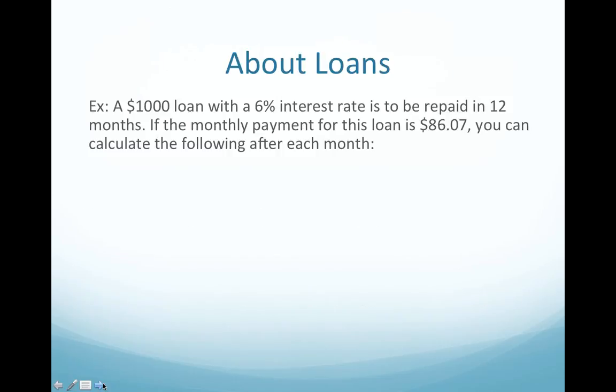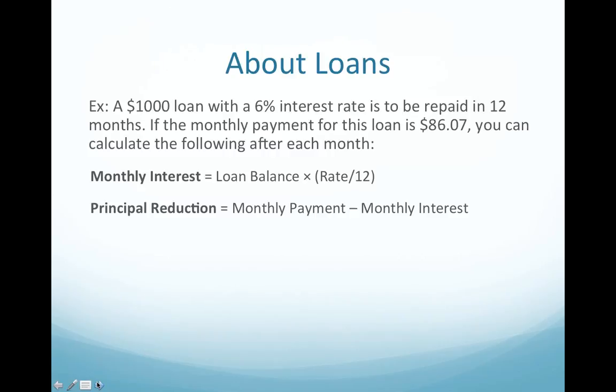Okay, so here's a loan at 6% interest rate, to be repaid in 12 months. If the monthly payment for this loan is $86.07, you can calculate the following after each month. So we have 6% divided by 12, because that 6% is an annual amount and we're trying to figure out what it is monthly. So we have to divide it by 12 because there are 12 months in a year. And then we're going to multiply that by 1,000.